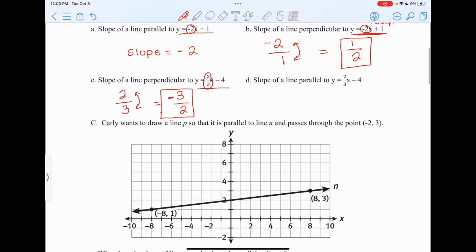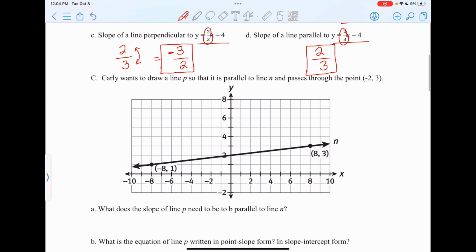And then lastly in D, the slope of a line parallel to this one. Well, the slope of this line is 2/3. And parallel lines have the same slope, so the slope of the parallel line will also be 2/3.